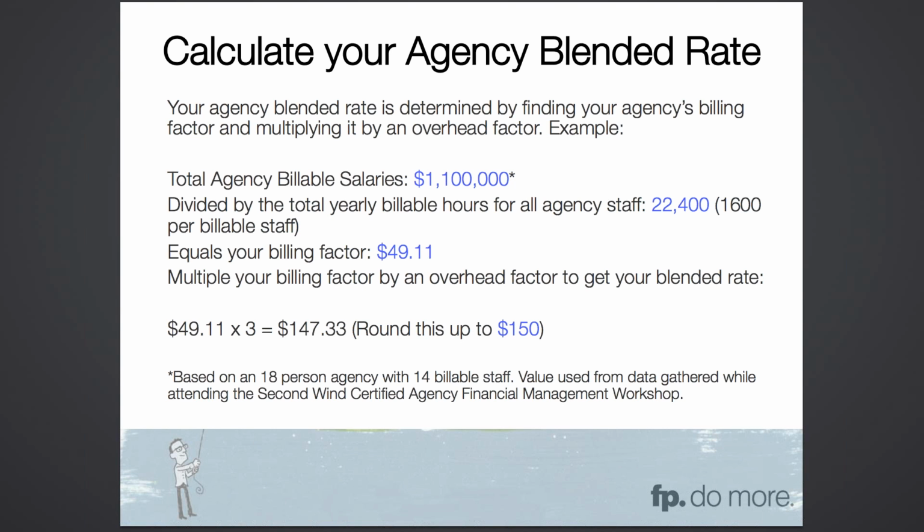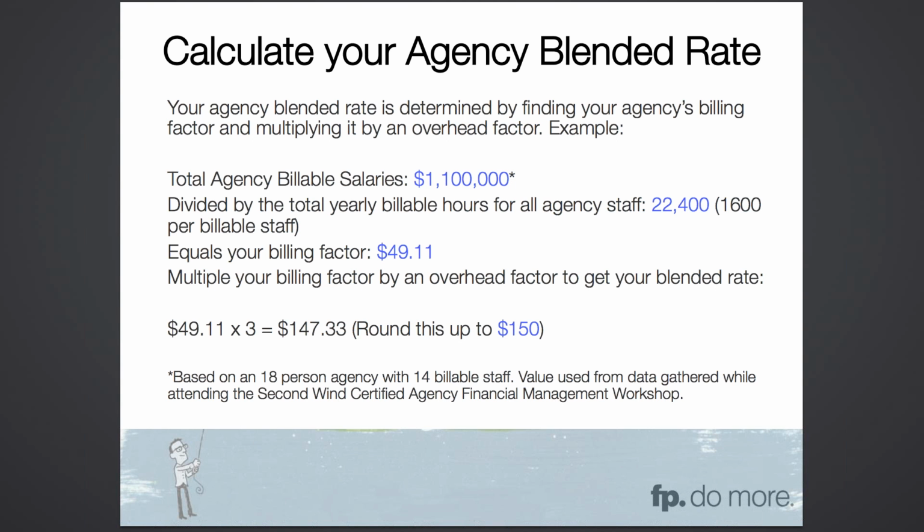It can get a little bit tricky when you look at things like, say, a traffic manager, and you determine, okay, well, maybe only 30% of a traffic manager's time is going to be billable, so 30% of their salary should be included in that billable salary calculation. I'm keeping it simple here. I'm basically looking at an 18-person agency with 14 full-time billable staff to make the math simple.